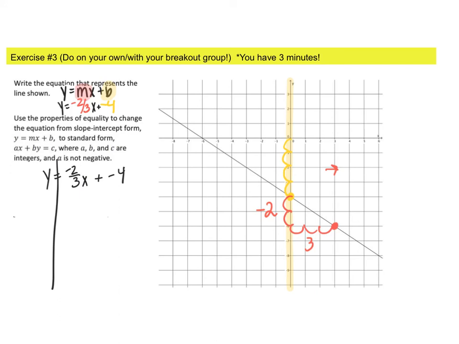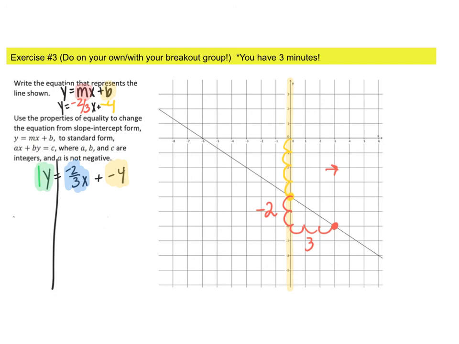From there, I'm rewriting this to follow my format. I want my AX to be first, and then I want my BYs. So I want something Y. Well, just real quick, what is that something? That's a 1Y. And I want it to then say equals C.